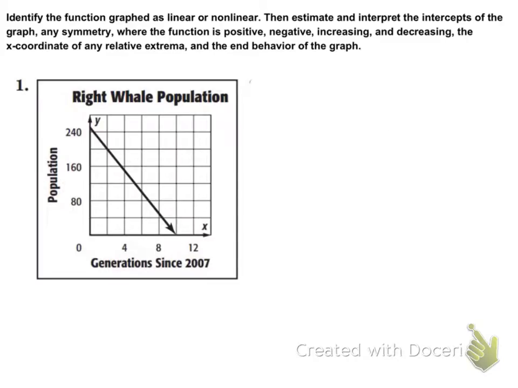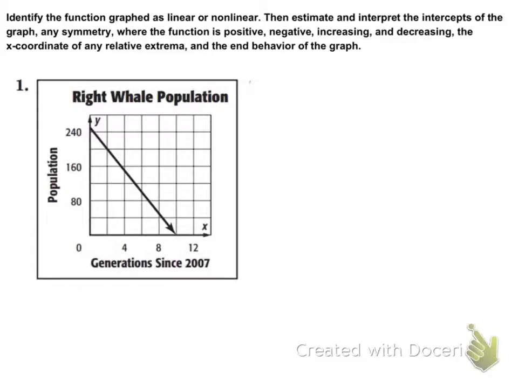What I did here, guys, is I basically took the directions straight out of the book. And it says identify the function graphed as linear or nonlinear. Easy enough, right? Linear means a line. Nonlinear is anything but a line. And then it says estimate and interpret the intercepts.